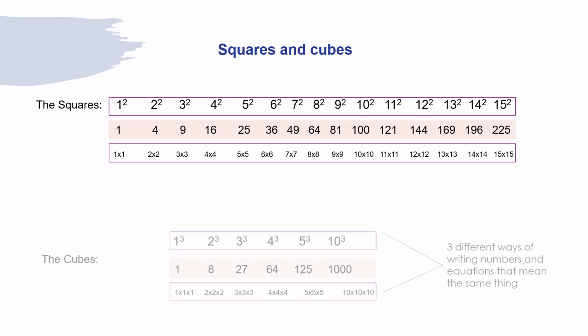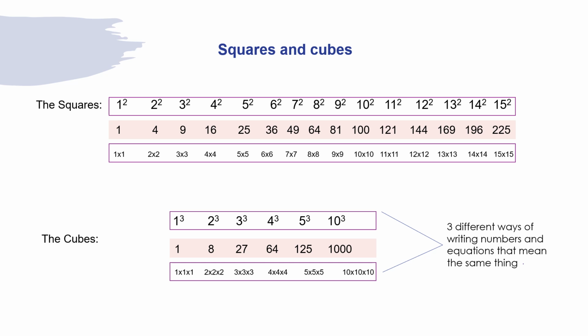Have a look at the images to see what square and cube numbers are and how they are written. You will see from the images the square and cube numbers are in the first tables, and below it are the same numbers, just written in different ways.